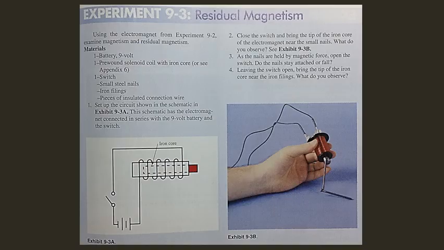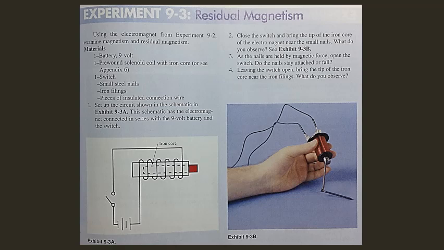Experiment 9-3, Residual Magnetism. Using the electromagnet from Experiment 9-2, examine magnetism and residual magnetism. Materials include again 1 9-volt battery, 1 pre-wound solenoid coil with iron core, 1 switch, small steel nails, iron filings, pieces of insulated connection wire. Step 1 is to set up the circuit shown in the schematic in 9-3A. This schematic has an electromagnet connected in series with the 9-volt battery and the switch.